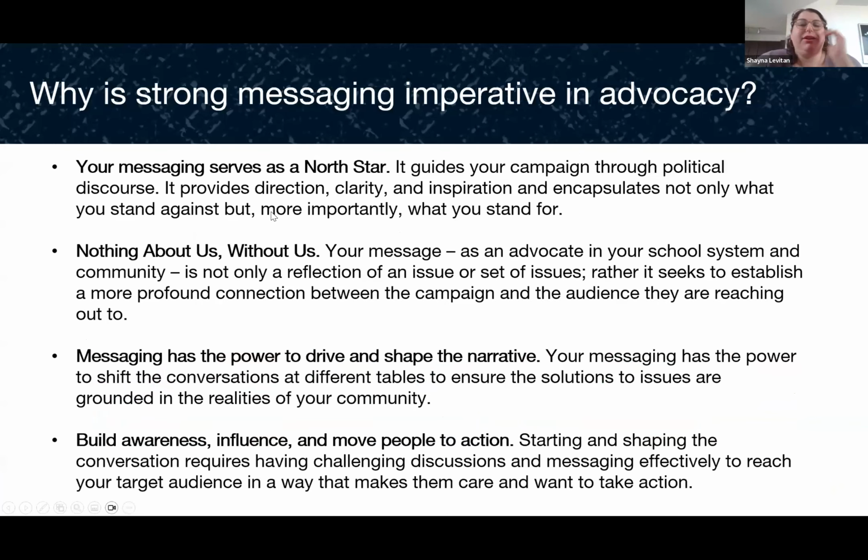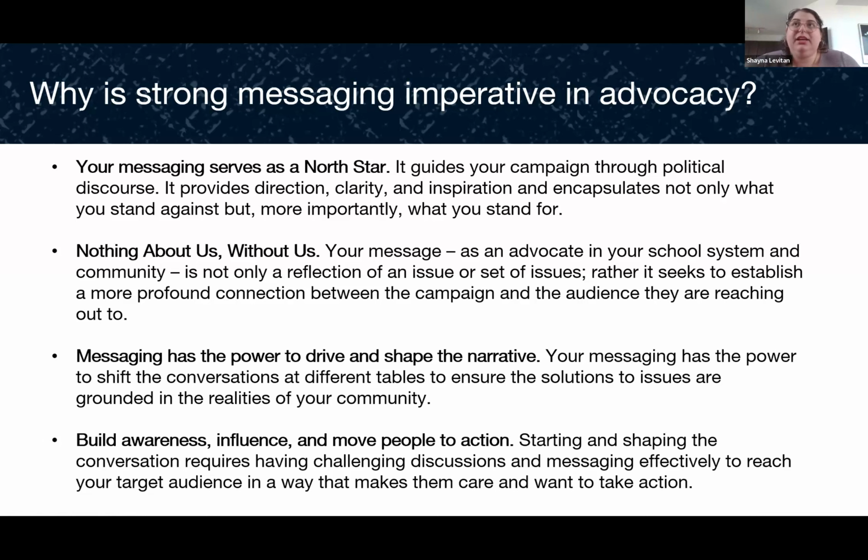And so, I know we all know that messaging is imperative, but just as a way to frame our time together, a few quick reasons why strong messaging is imperative in advocacy. First, your messaging serves as your North Star, guides your work through all of the engagements that you'll have, both the conversations where you're aligned, it's advocate to advocate and you're on the same page, but also the tougher conversations when you're working to get someone on your side. And so it provides that direction and that clarity and oftentimes inspiration on what you stand for and why you're doing it.